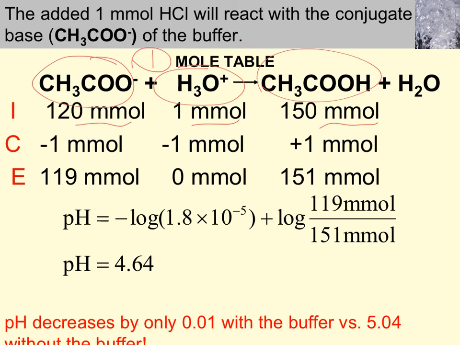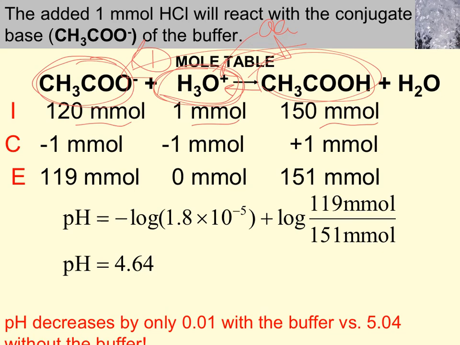Okay, so the first thing you want to do is write an equilibrium just like you would for an ICE table. And you always have an equilibrium going on between the weak acid and the conjugate base of your buffer system. They go back and forth. That's how a buffer works. In this case, we've added an acid contaminant, and it's a strong one, so I'm representing it with H3O+.